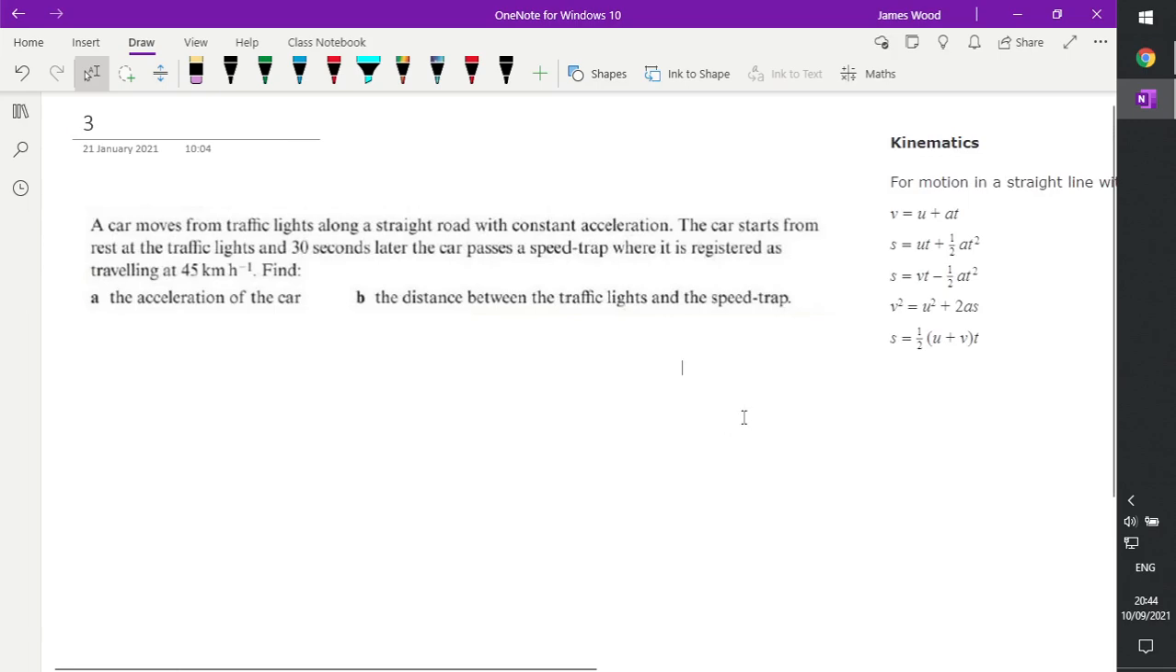A car moves from some traffic lights along a straight road with constant acceleration. The car starts from rest at the traffic lights, and 30 seconds later it passes a speed trap where it is registered as travelling at 45 kilometers per hour. Find the acceleration of the car, first of all.